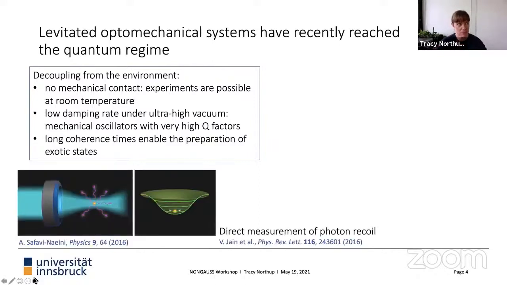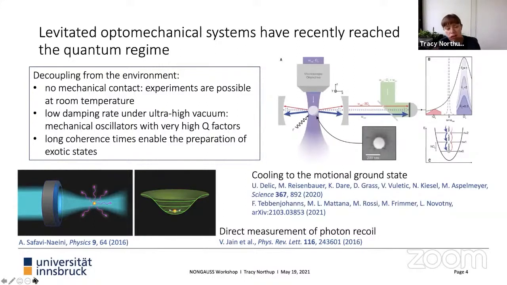So let me just point out a couple of highlights in bringing these systems into the quantum regime. On one hand, back in 2016, there was a direct measurement in Lucas Novotny's group at ETH Zurich of photon recoil with these particles, so a levitated nanoparticle in optical tweezers. And most recently, just last year and this year, there have been 2 really beautiful demonstrations of cooling the motion of levitated particles to their ground state.